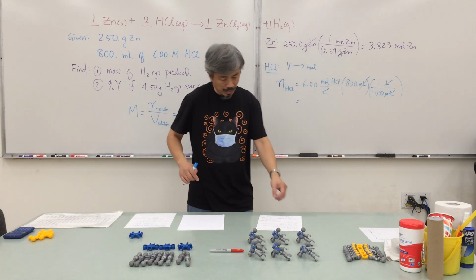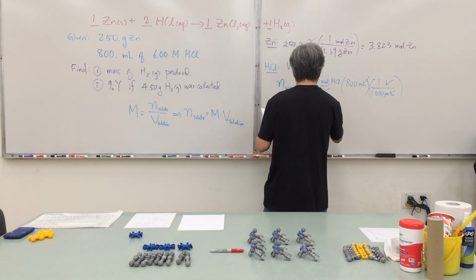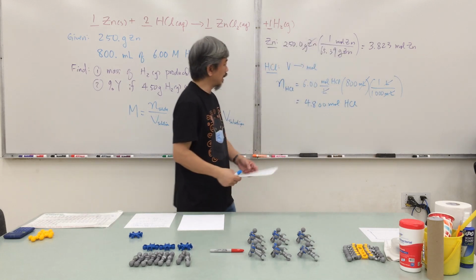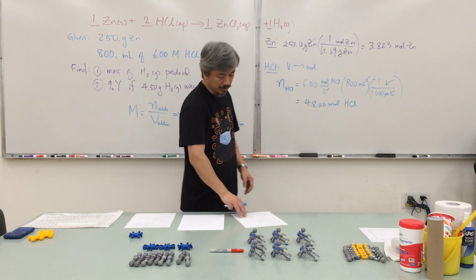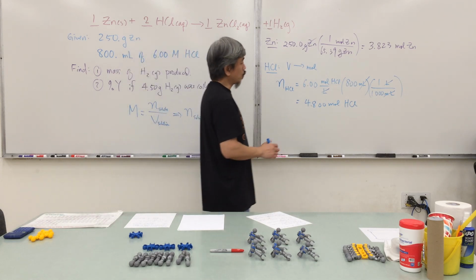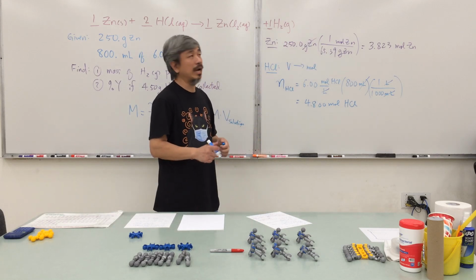So when you work all that out, you end up with basically 4.800 moles of HCl. Okay? So again, I keep one extra decimal place, just so that I have one more sig fig to work with. Okay? So the question is, I now have these two substances, which one is now my limiting reactant?